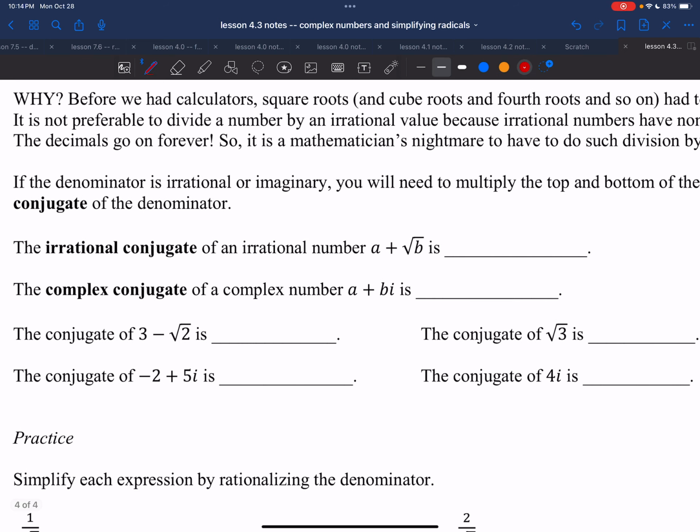Now, how do you make it so that if you are dividing by an irrational expression, you don't? Well, it's going to invoke something called the conjugate, yeah? So first of all, we have to introduce what is a conjugate.